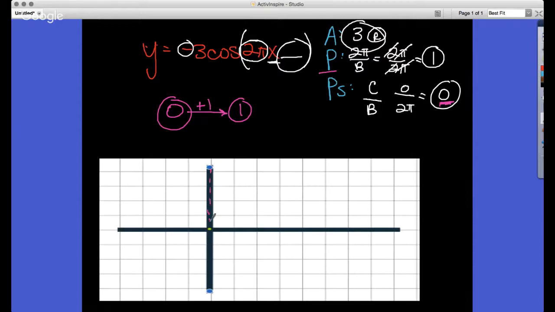So this is where I come here. Again, as long as you label them, we're good. So I'm going here. This one's going to be 1. Middle is 1/2, and then I've got my quarters here.